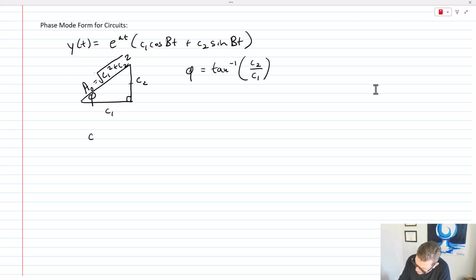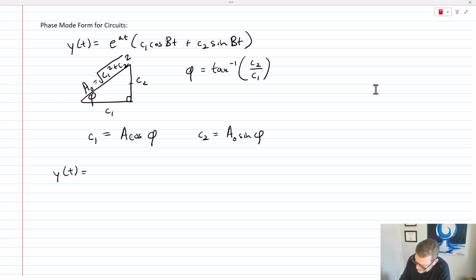So consequently, what we'll get is that C1 is going to end up equaling A naught cosine phi, and C2 ends up equaling A naught sine phi. And this is exactly the same as what we did with spring mass systems. What we'll do is we'll now substitute back into y of t.